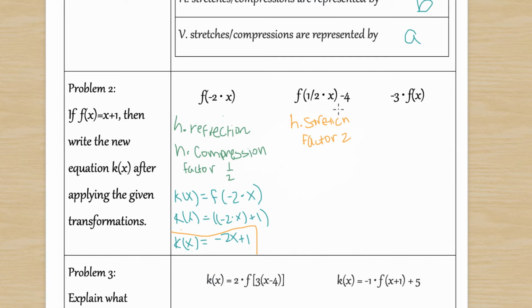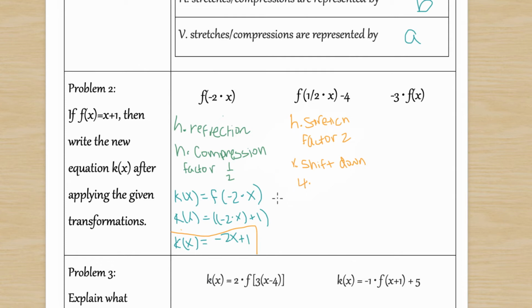So with the -4 over here, this one is a shift because it's not being multiplied by anything, it's actually being subtracted. So it's not a reflection, it's actually a shift. And since it's outside of the parentheses, you're vertically shifting this down 4. So these are all of the transformations that are being applied to this. So let's write our new equation.